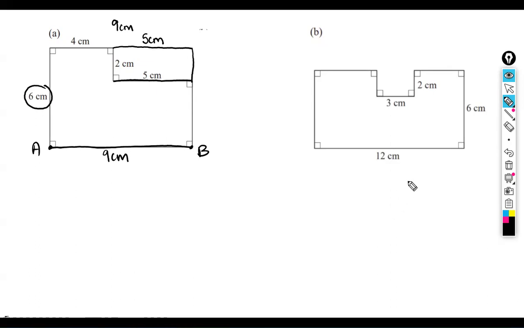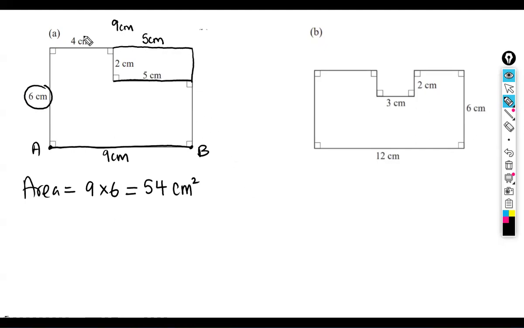Great. So what would be the area of the full rectangle? The area of the full rectangle would be length by breadth. So 9 by 6 is 54 centimeters squared. But we know that's not the answer we had last time. The last answer was 44, right?